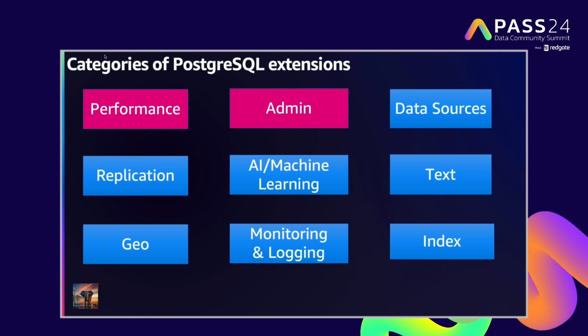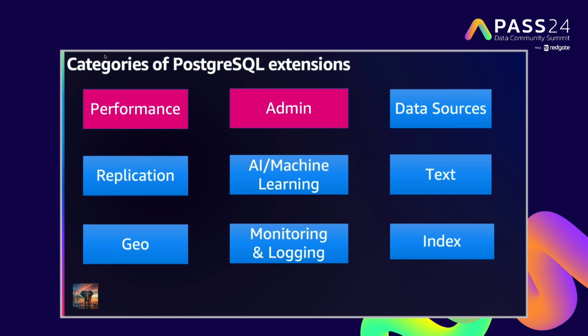So this is a broad spectrum of topics under which extensions fall. There are performance-related ones, there are administration ones, there are extensions which allow you to access disparate data sources like the foreign data wrappers, etc. There are replication-related ones like pglogical, there are AI machine learning-related ones, text ones, geolocation-related ones, monitoring and logging like pgAudit, and there are additional indexes you can create for different data types and different functionality using extensions. In this talk, we are just going to talk about performance and admin-related ones.